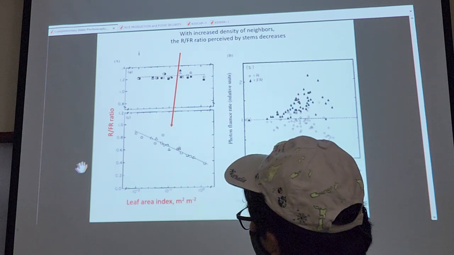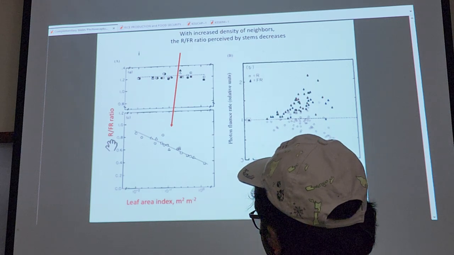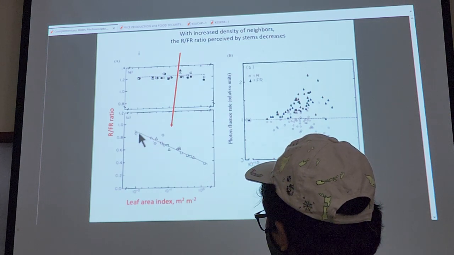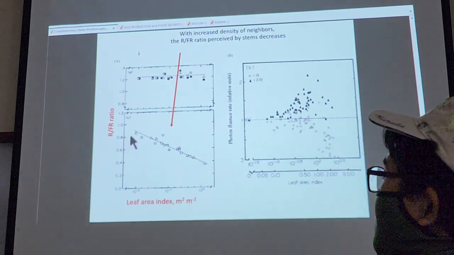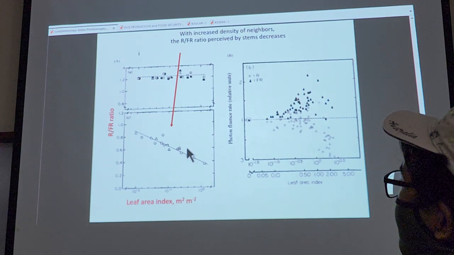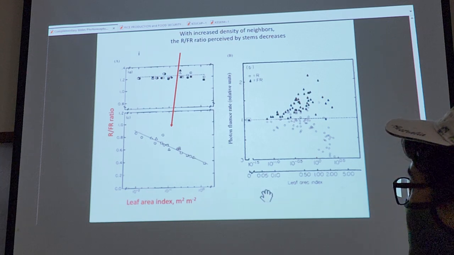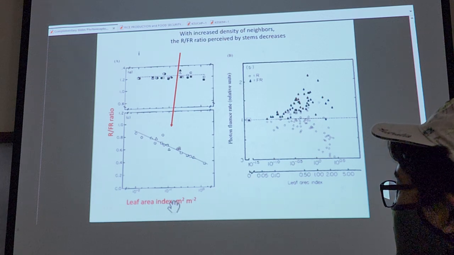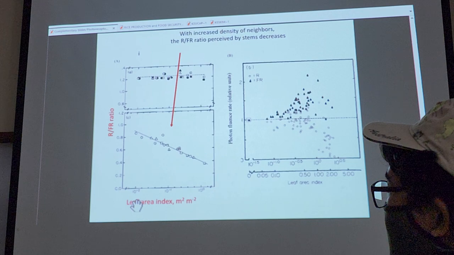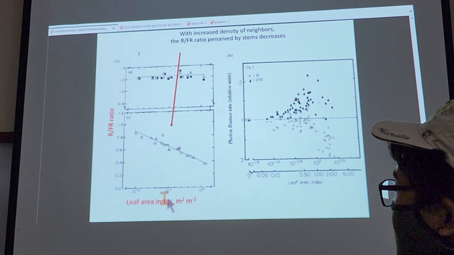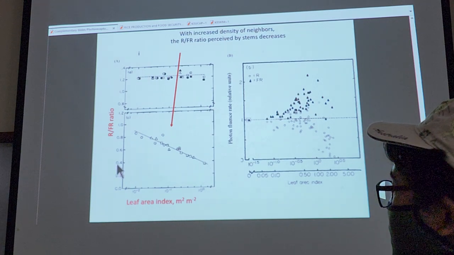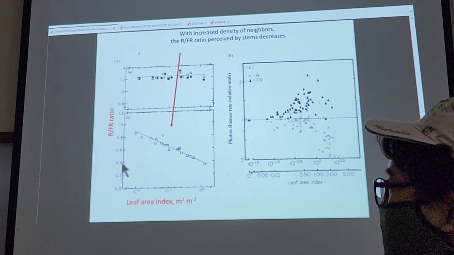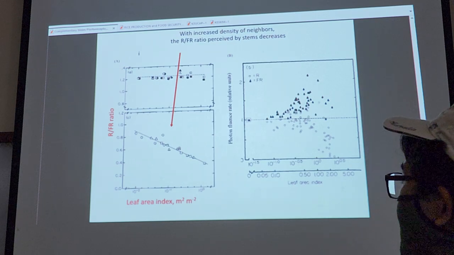Okay, so I just put it here to show you what happens with the ratio of red to far-red with the leaf area index. Okay, when do you achieve your higher leaf area index? When red is more or red is less? This axis here is your leaf area index. This axis here is your red to far-red ratio. When do you have the most leaf area index? Is he right? When you have, yeah, when you have what? This actually will be the question soon.